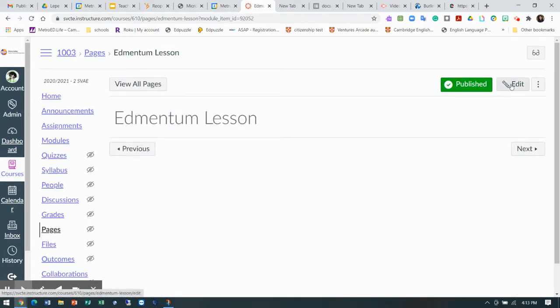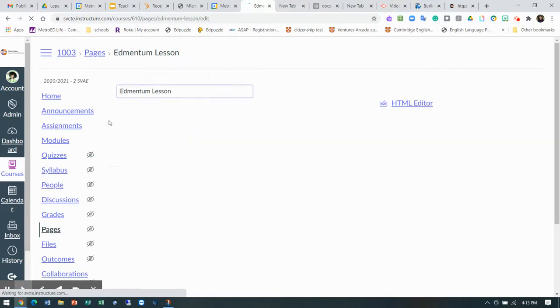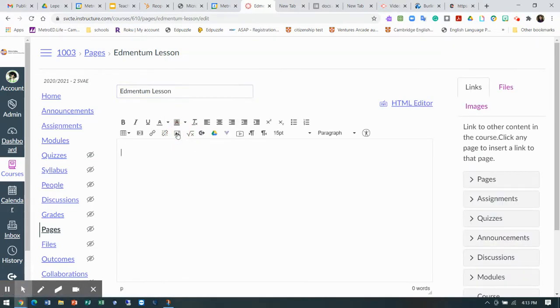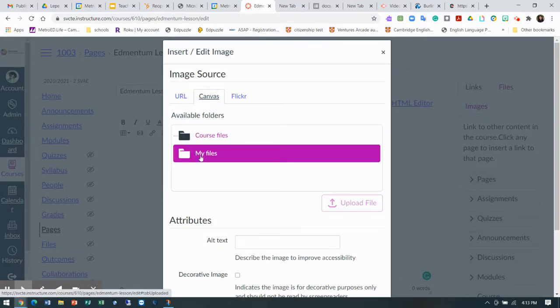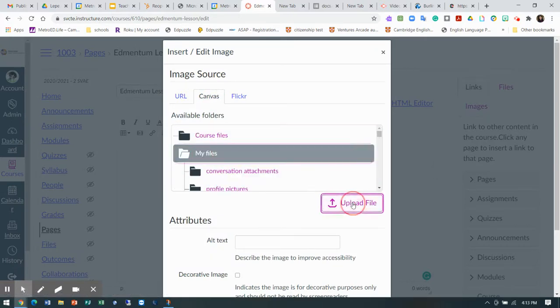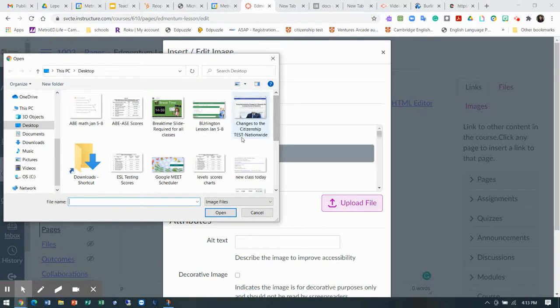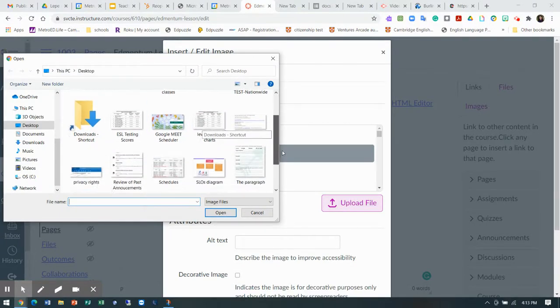I'm going to click on Edit. I'm going to go ahead and add a picture. Canvas, my files, upload file. And then it'll open up this for me, right? It's going to open it up.